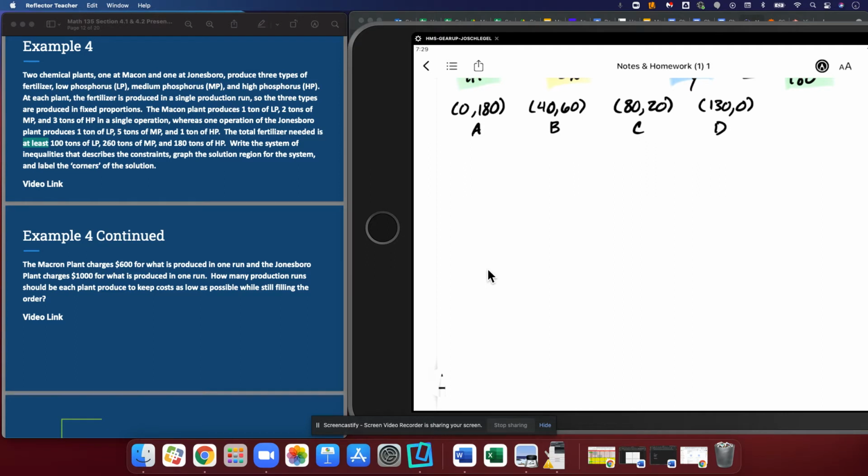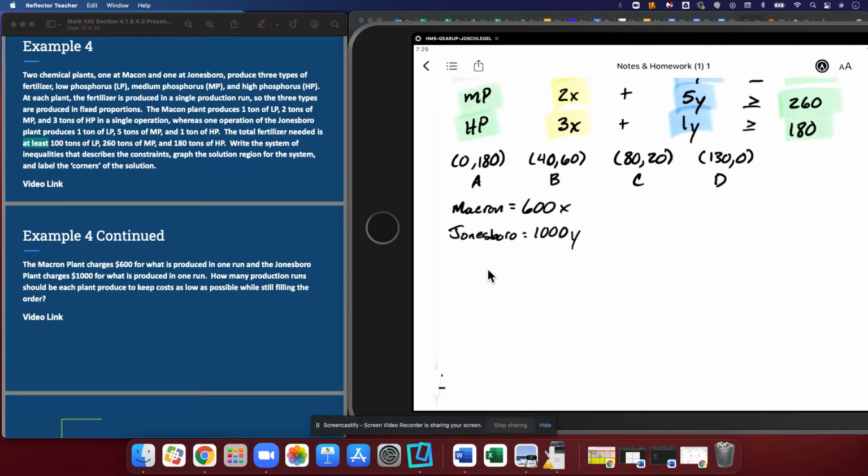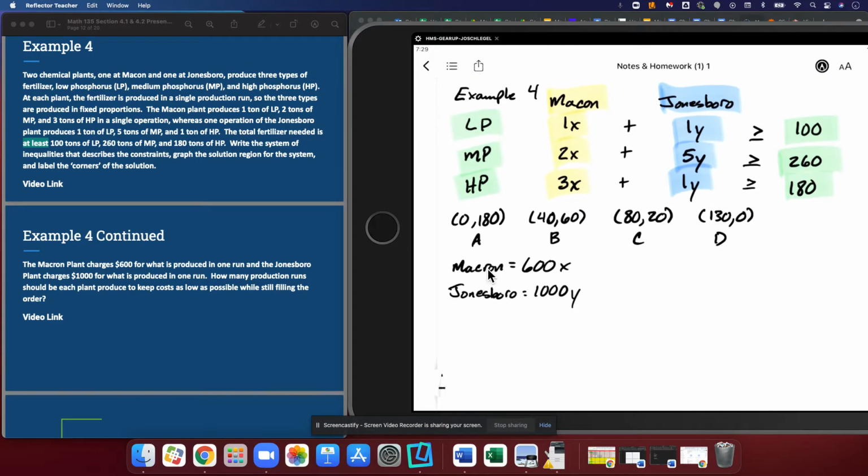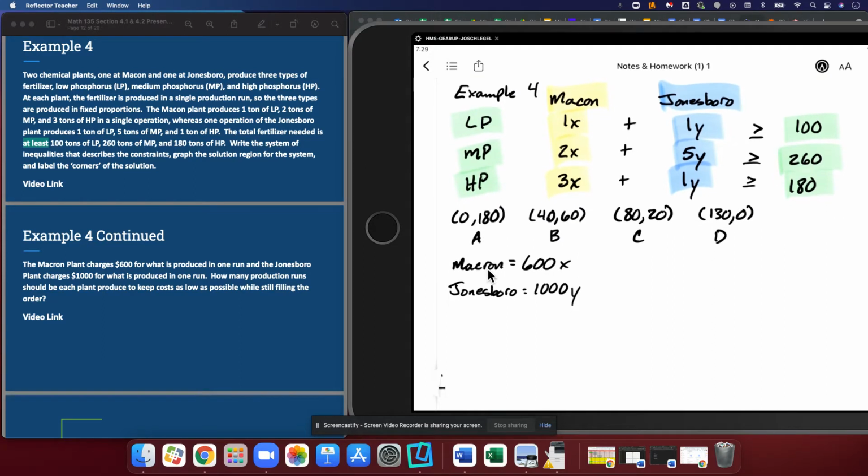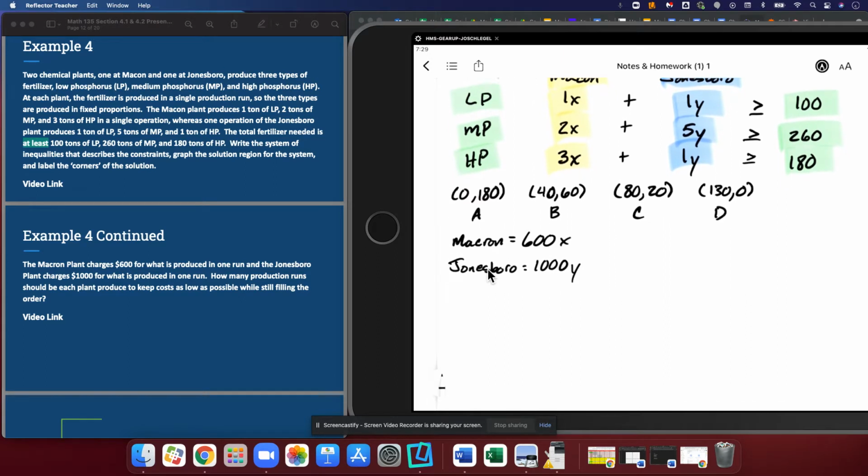So again, for Macron, costs are equal to $600 for every run. So 600x. At Jonesboro, costs are equal to $1,000 every one, which for Jonesboro is y. And so again, remember we associated x with Macron or Macon and y with Jonesboro.